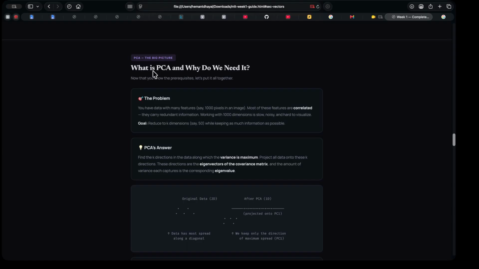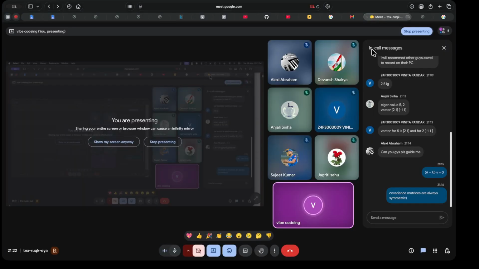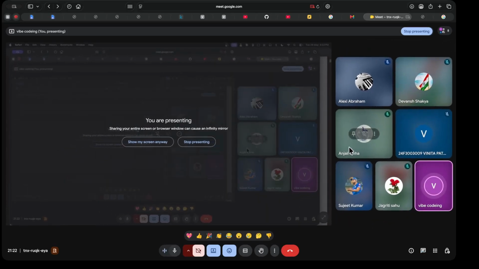So, what is PCA? PCA is Principal Component Analysis, for the full form. Why do we need this? If you have data with many features, what do you understand by feature and number of data points? Can anyone tell me the difference between data points and features? Or any example of a feature?